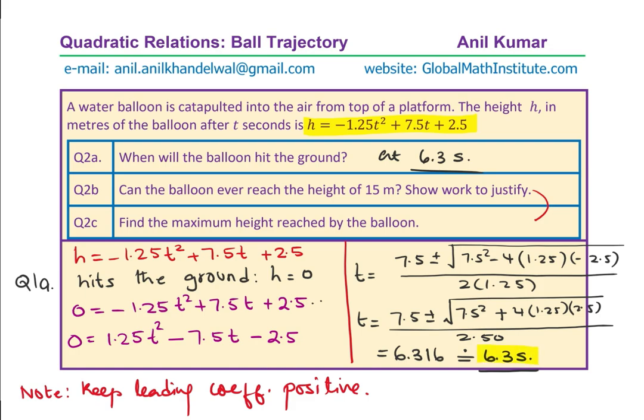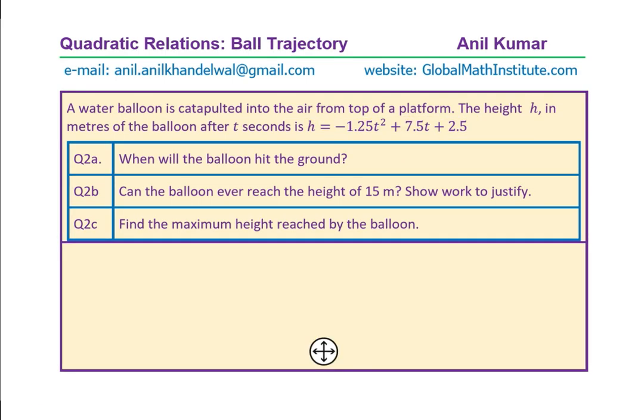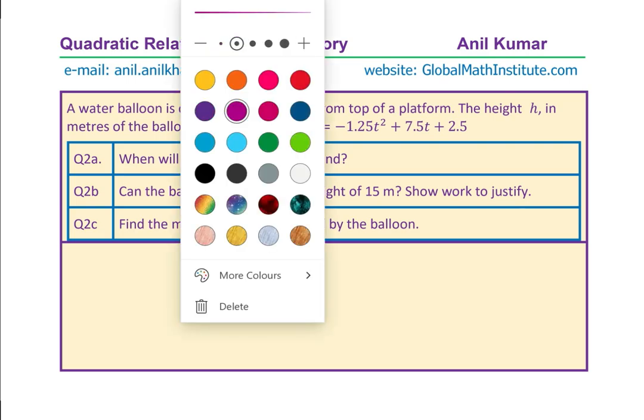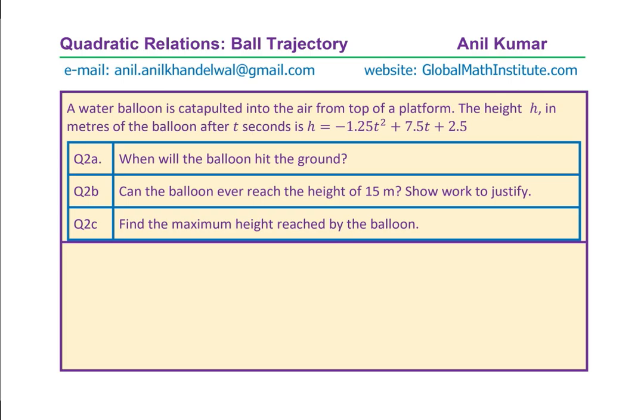Now let's look into the other parts of this particular question. It says, can the balloon ever reach a height of 15 meters? Show your work. Find the maximum height reached by the balloon. Because we have to show the work, it's better to do the completing the squares method itself, and that will answer parts B and C both, right? So we'll actually use completing squares.